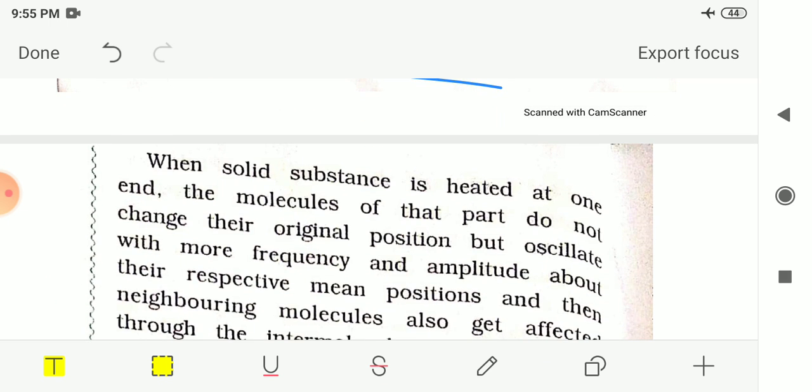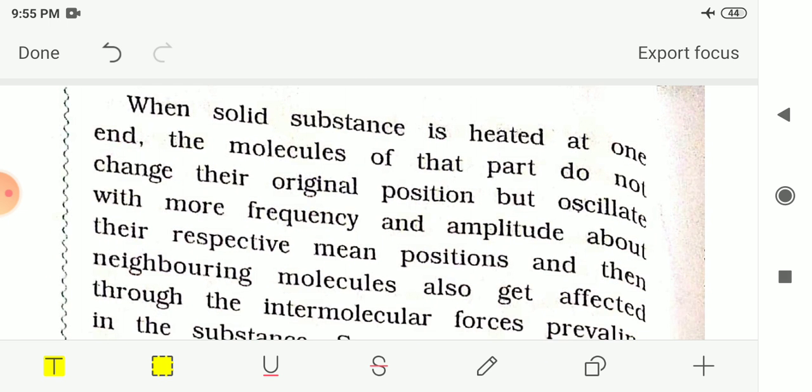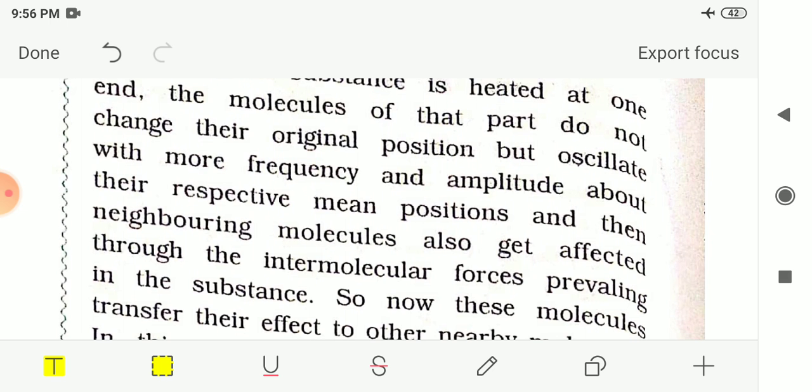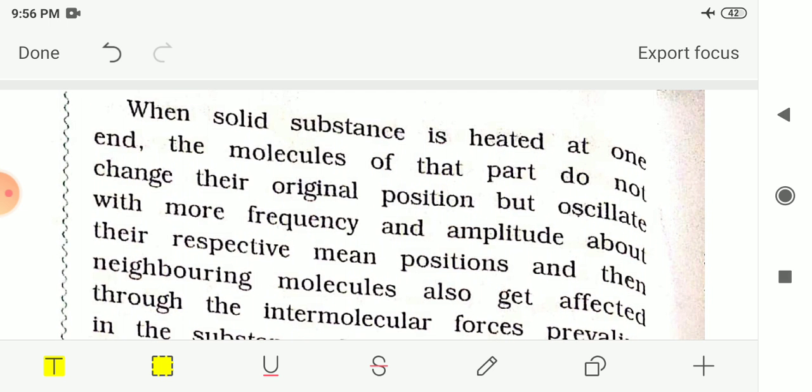Now when a solid substance is heated at one end, the molecules of that part do not change their original position, but they oscillate, or you can say they vibrate with more frequency and more amplitude. They vibrate about their respective mean positions, and then neighboring molecules get affected through the intermolecular forces prevailing in the substance.